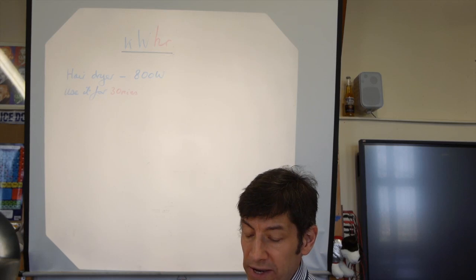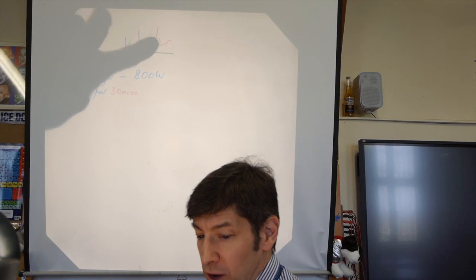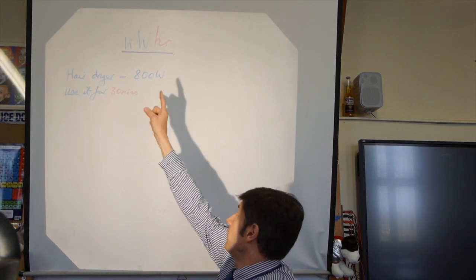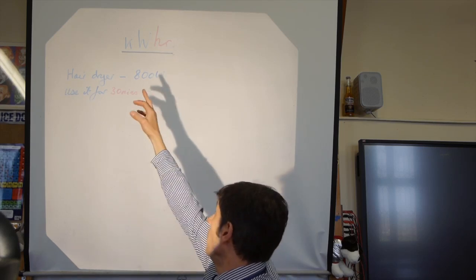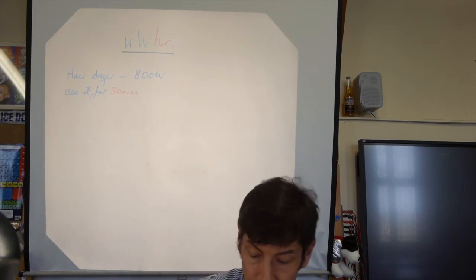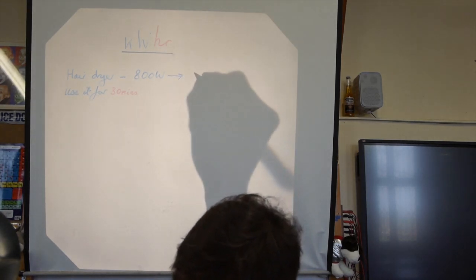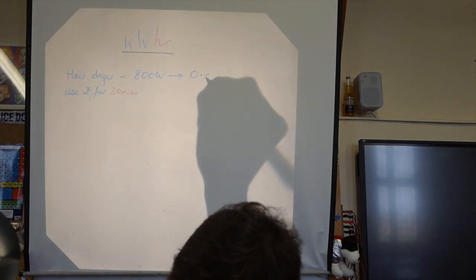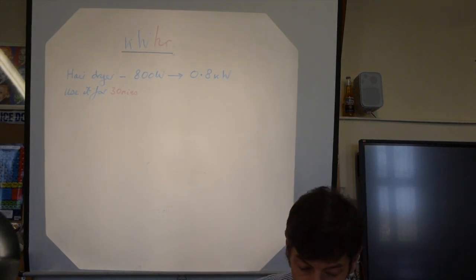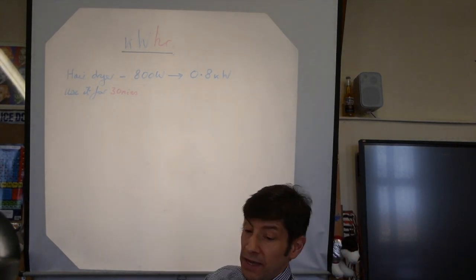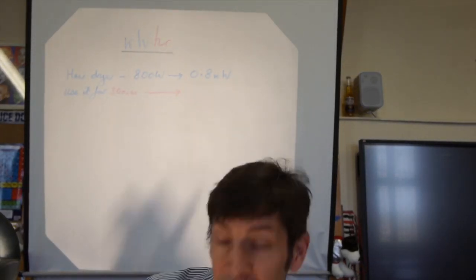Okay, so we need to work out how many units of electricity you've used. In other words, how many kilowatt hours. Now look at my numbers here. Everything's not right. Everything needs to be in kilowatts and it needs to be in hours. So take your watts, divide by 1,000 and turn them into kilowatts. So there we go. Okay, and then make sure that your time is in hours.